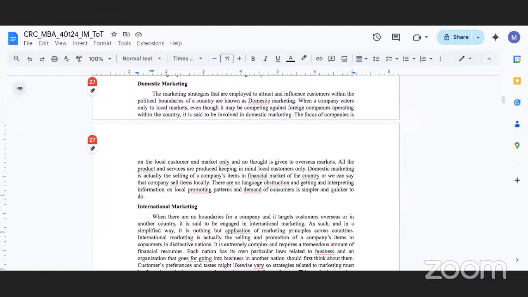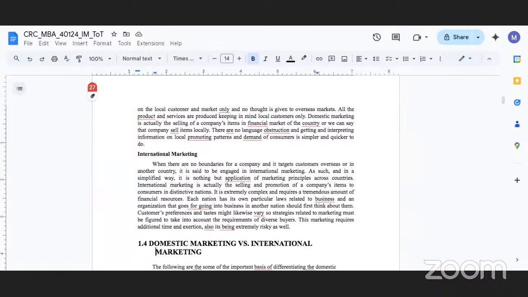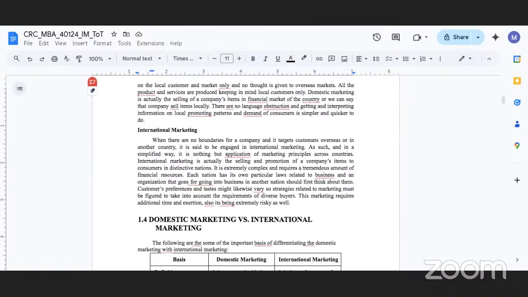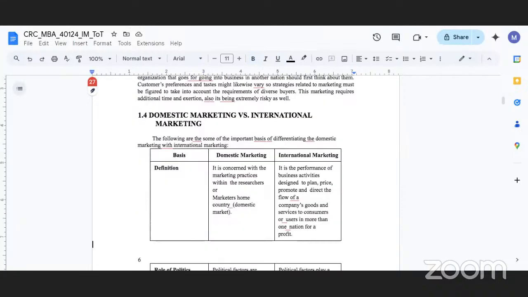However, we have learned to circumvent that. We have learned to overcome that. And similarly, it has also become for us a helping hand in terms of how we are able to reach other countries. Whereas in terms of international marketing, we need to understand the laws of that particular country. We need to understand the consumer preferences. And we also need to understand that the strategies that apply in the domestic market may have to be tweaked to the requirement of diverse buyers.